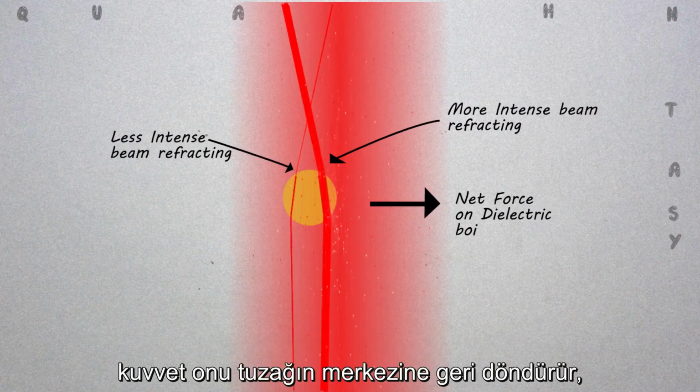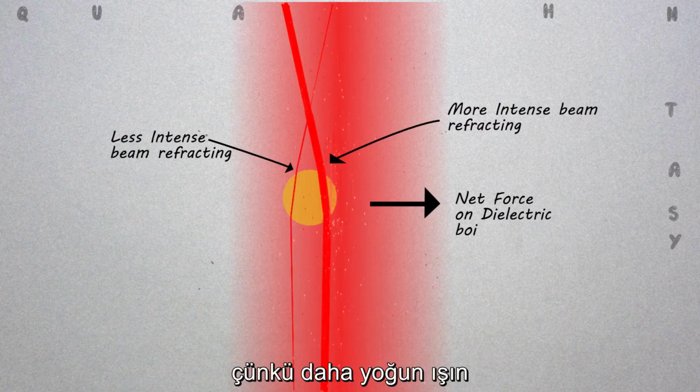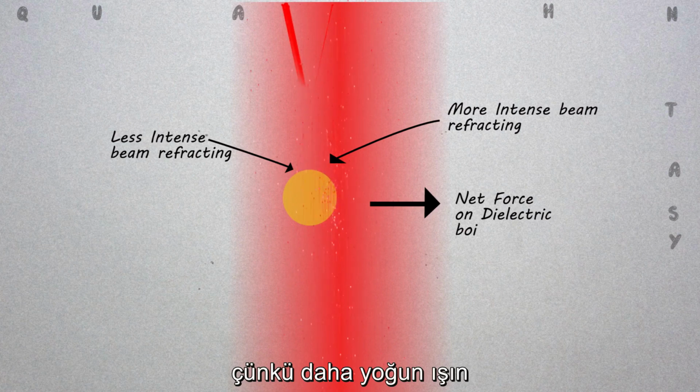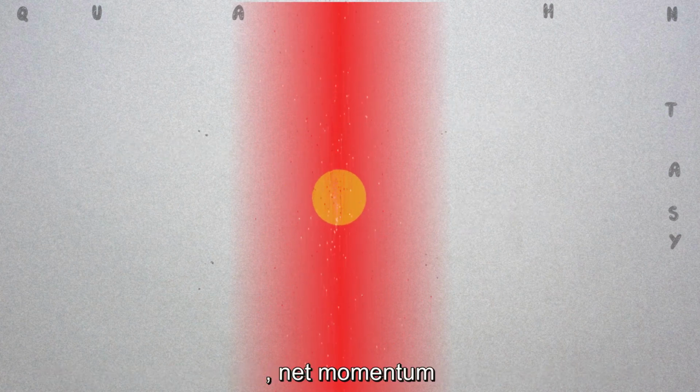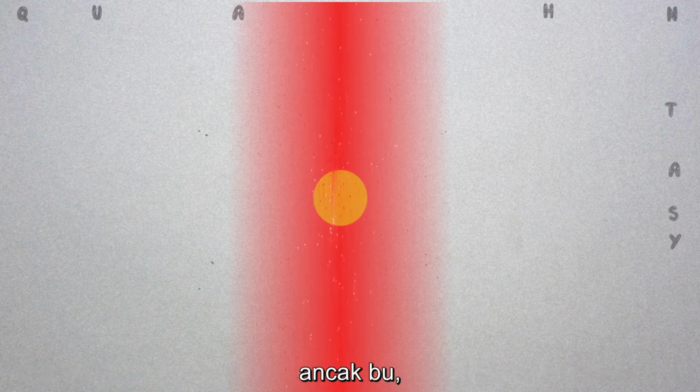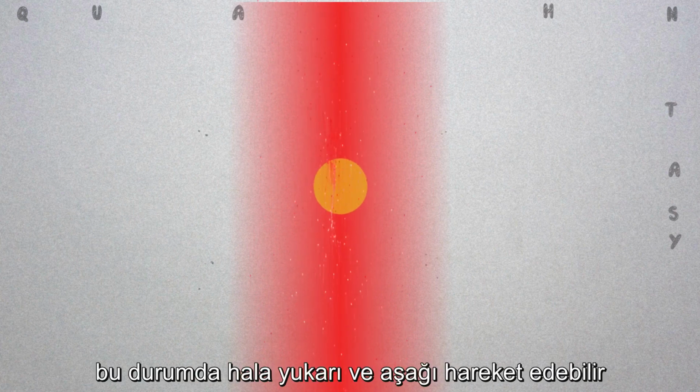The particle has a net force returning it to the center of the trap because the more intense beam imparts a larger momentum change toward the center of the trap. The net momentum change, or force, returns the particle to the trap center. But this only traps our bead in the center of the laser. For instance, in this case, it can still move up and down.